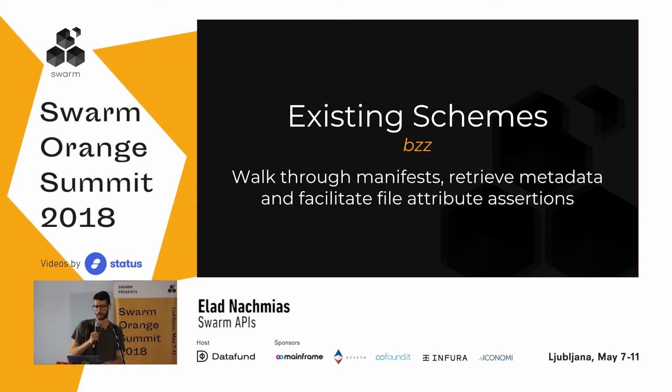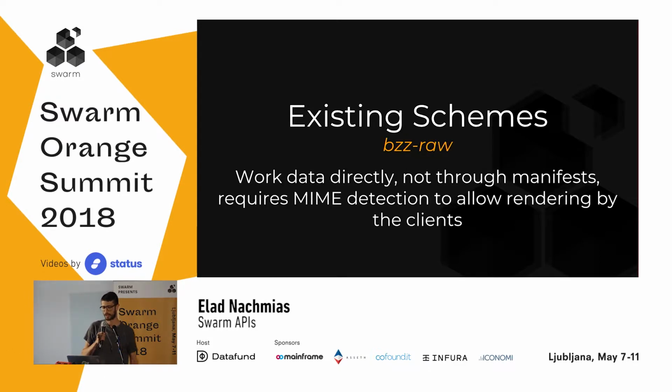With the Bzz suite, you can walk through manifests and retrieve metadata about files. This is the most basic scheme, and you can also transparently get content which is behind manifests, because manifests have a sort of default path behind them. We will see that in a bit. Bzz raw is about working directly with content and manifests, but when you want to display them correctly in the browser, you would need MIME detection, which is configured on the manifests.